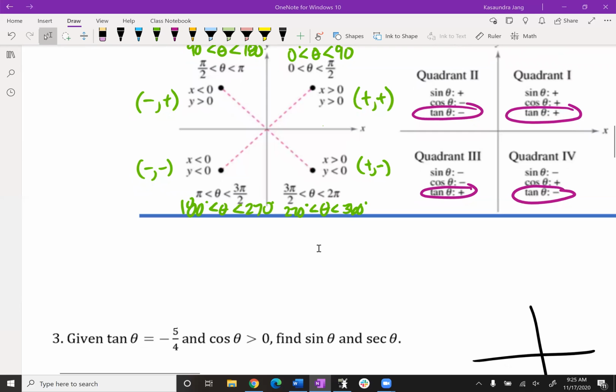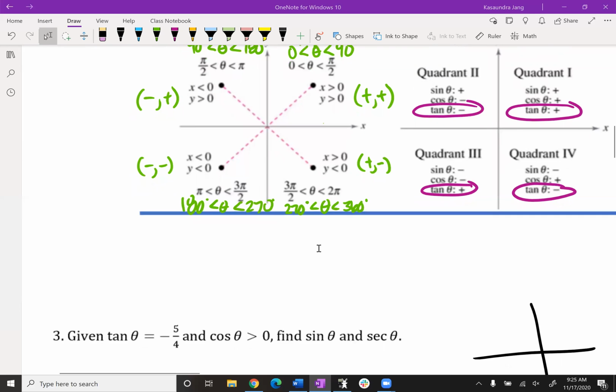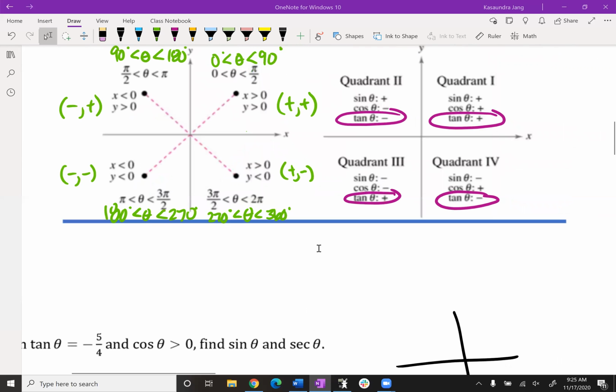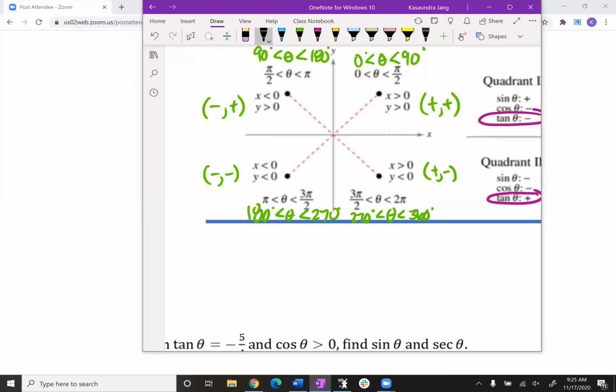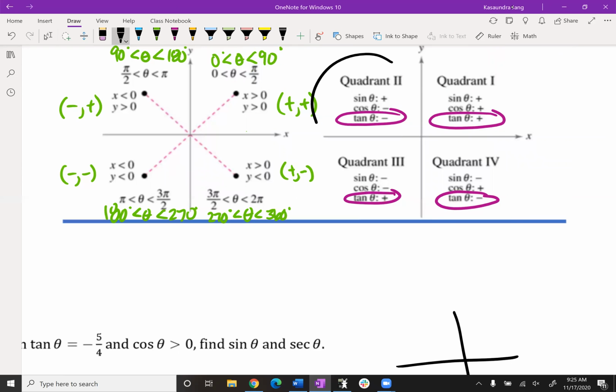So Francisco, there are 2 options where your tangent will be a negative number. Which 2 quadrants are we talking about where tangent's negative? Two and 4. Okay, quadrants 2 and 4. Good. And then they also said that my cosine is greater than 0.